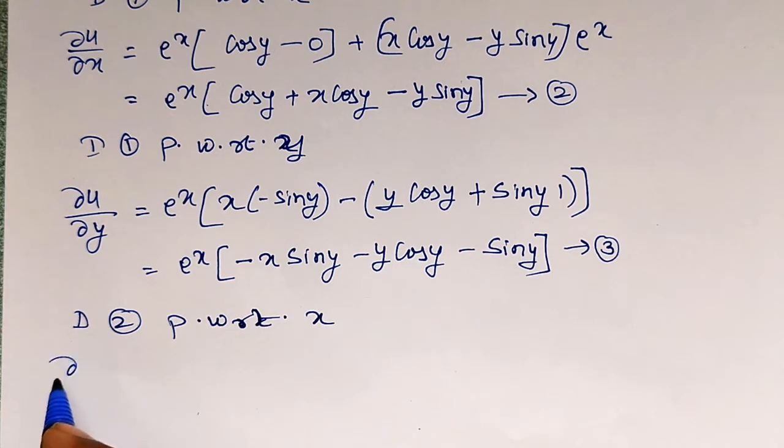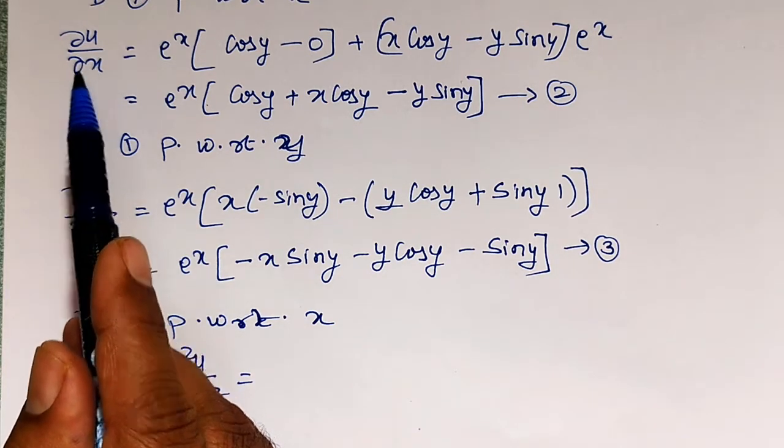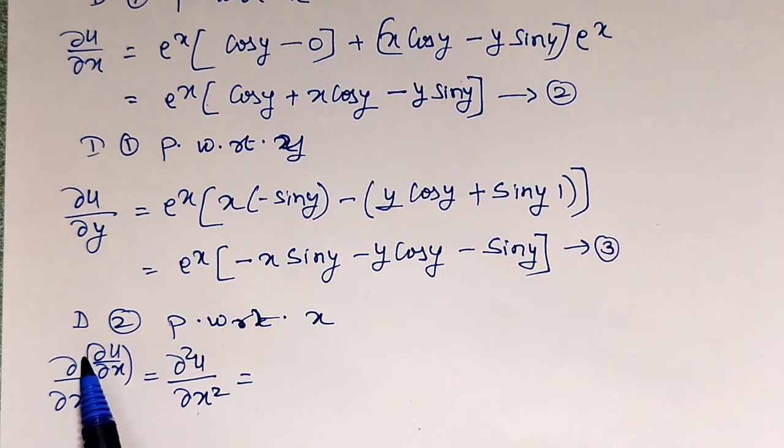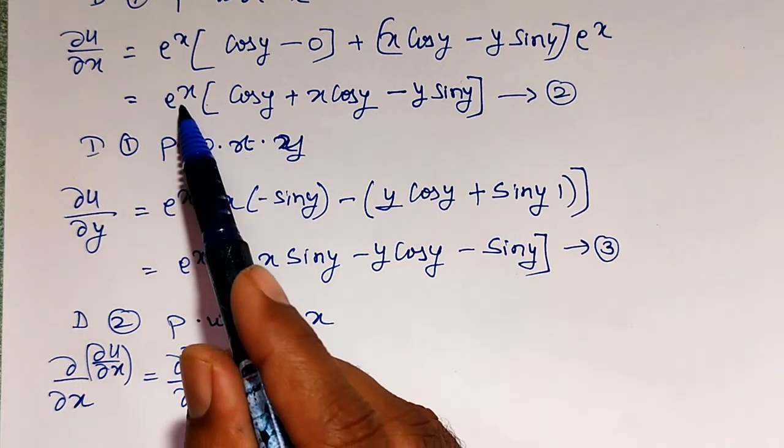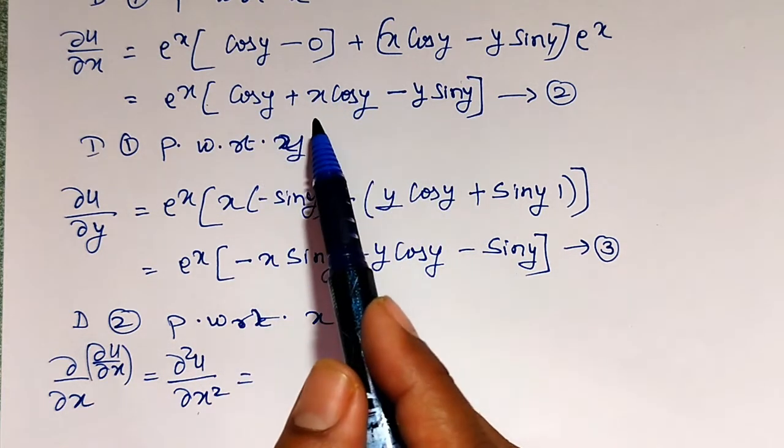That is dou by dou x of dou u by dou x. That is nothing but dou square u by dou x square, I can write. Correct? This dou u by dou x I am differentiating partially with respect to x again. Therefore it is dou square u by dou x square. Again you can check, e raised to x and again it is a function of x. Again I have to use a product rule for this.